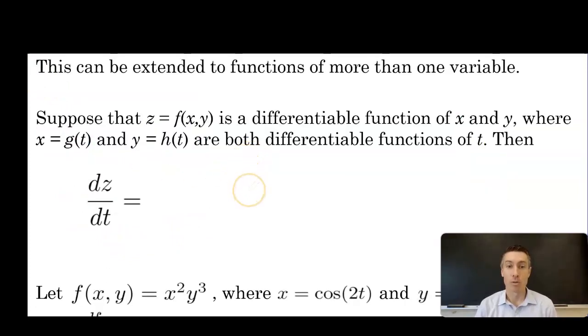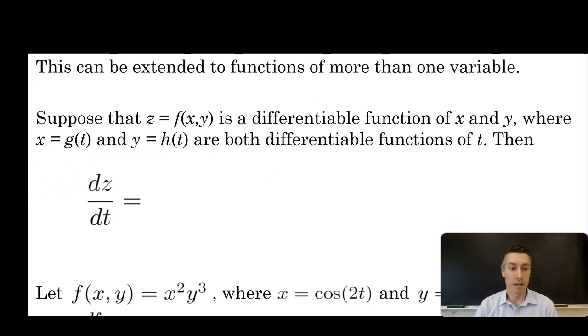Suppose that z equals f of x y is a differentiable function in terms of x and y, where x is equal to g of t and y is equal to h of t, and they're both differentiable functions in terms of t. So essentially, just to set the stage a little bit here, we have a function of two variables, and those two variables are functions of another variable.